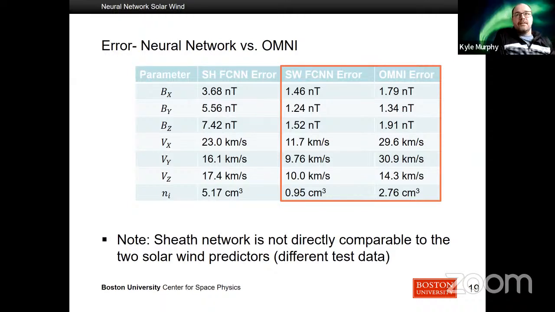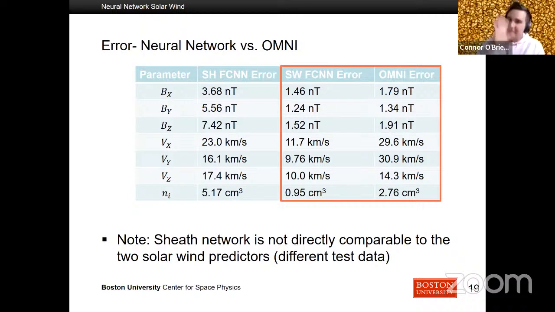So Eric Winter has a follow-up question, which is kind of an analogy, I guess. The neural network here is a mapper then: L1 data in, magnetosphere data out, or the different sections of magnetosphere data out? Yes.